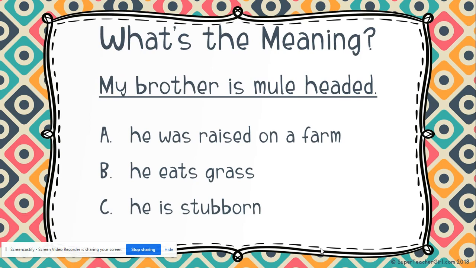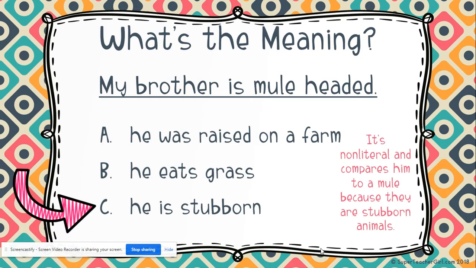My brother is mule-headed. Does that mean A, he was raised on a farm? B, he eats grass? Or C, he is stubborn? What do you think? It's C. Again, it's non-literal, and it compares him to a mule because we talked about, I think in Cinderella's Very Bad Day, they talk about a mule, and we talked about how mules are stubborn animals. So my brother is mule-headed, so you could say my brother is stubborn. It's the non-literal way of saying my brother is stubborn.